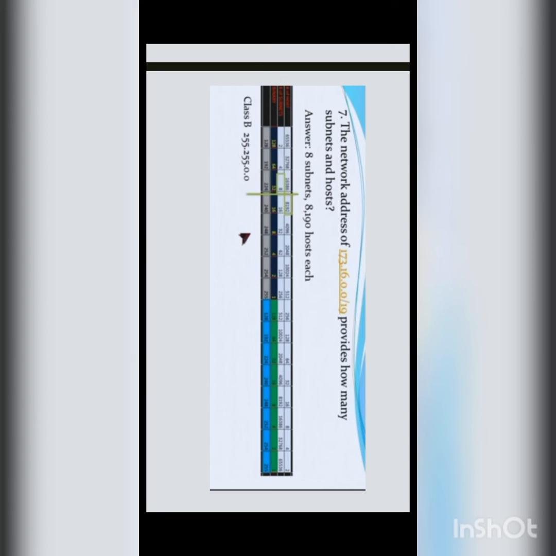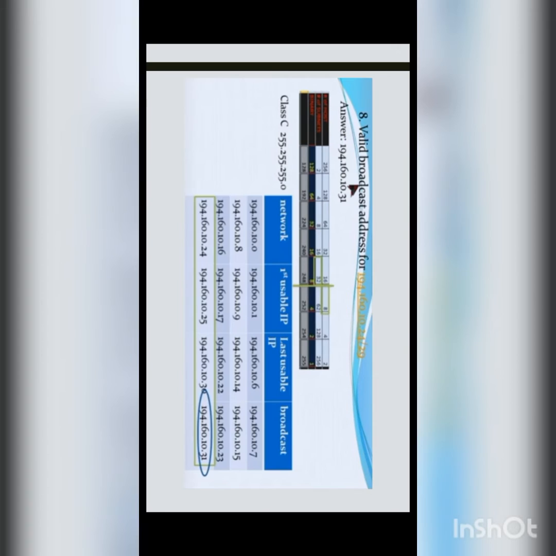So, atong gipangita is the subnets and the hosts. So, the answer is 8 subnets and 8,190 hosts each. Because sa atong magic wand, so 8 and 8,192. So 8 is the subnets and 8,190 is the host, which is 8,192 minus 2.